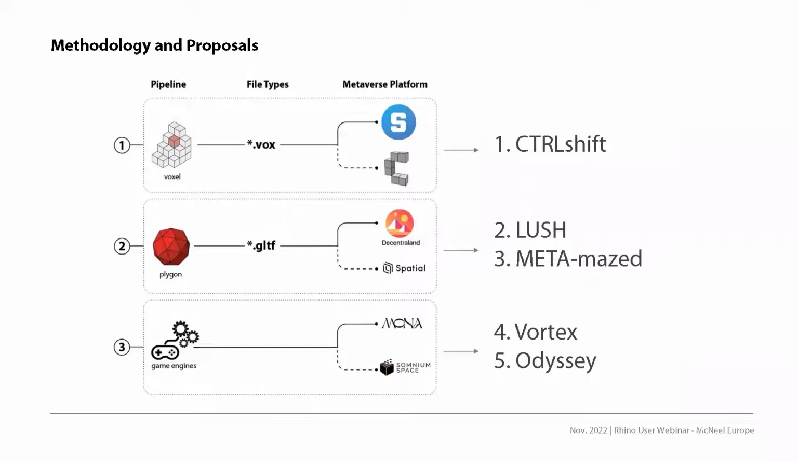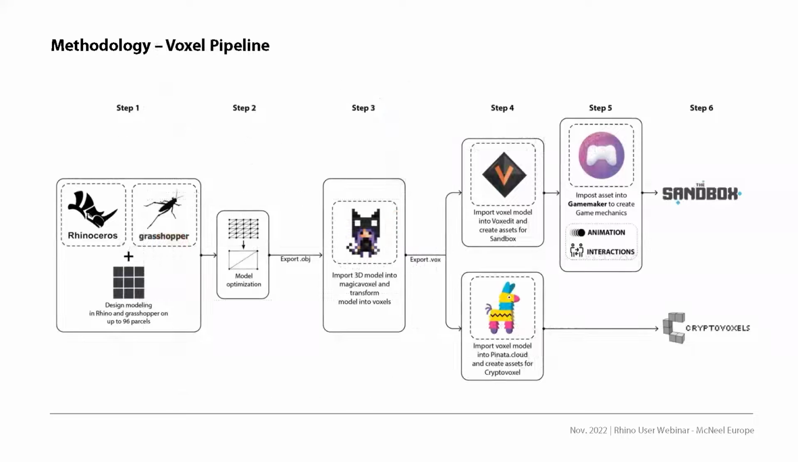Five proposals were developed along these three pipelines. The results include one proposal in the Voxel pipeline for Sandbox, two proposals in the Polygon pipeline for Decentraland, and two proposals in the game engine pipeline for Mon. I will continue by briefly describing the three pipelines and the corresponding proposals.